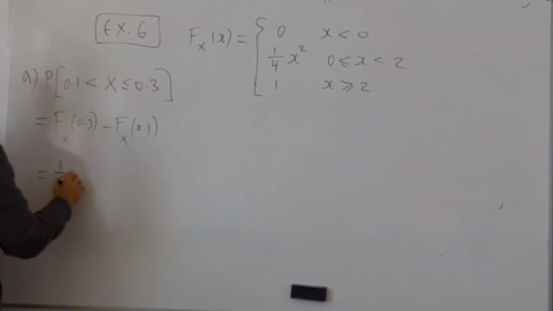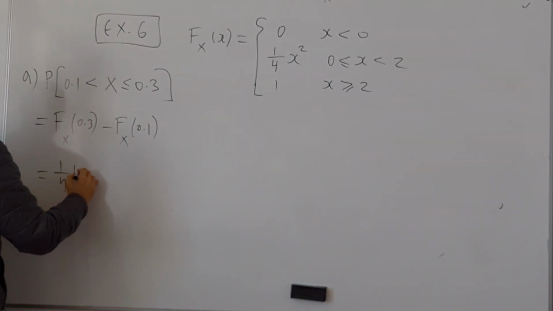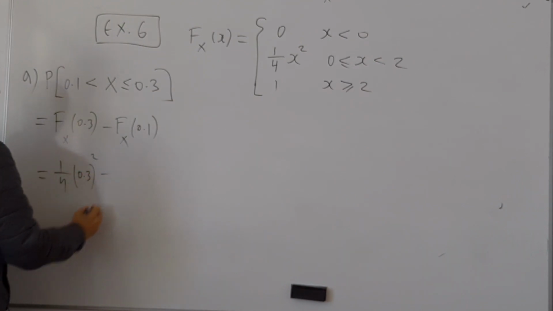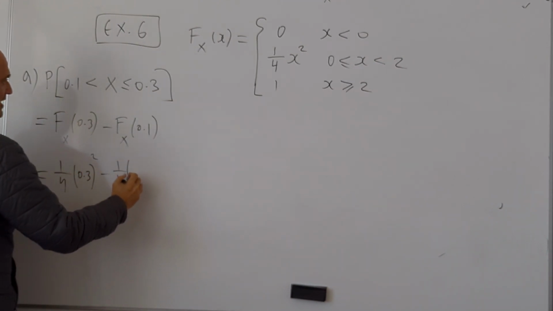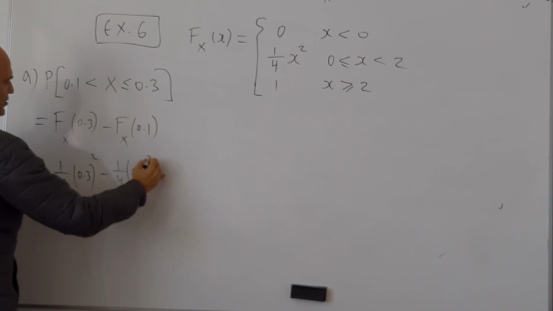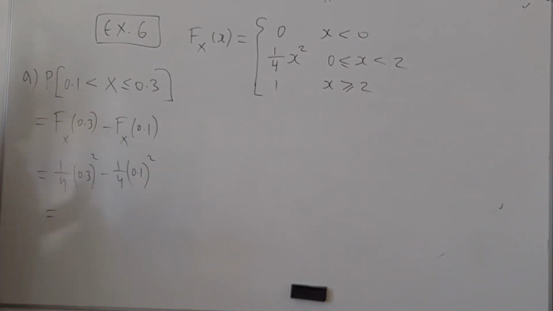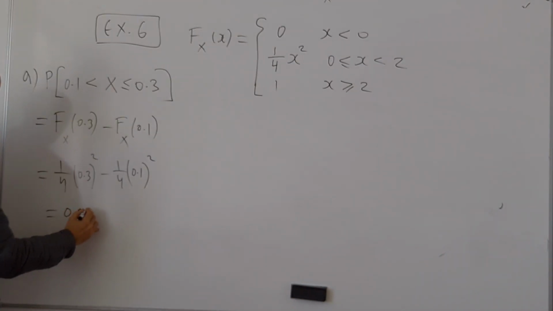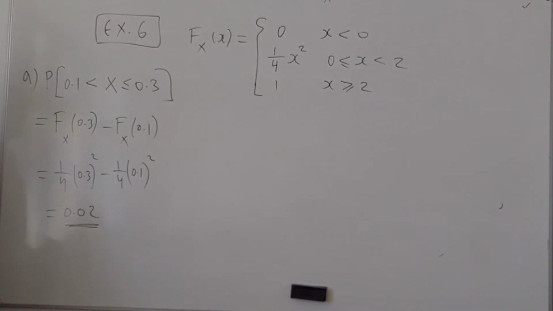So I will do 1 divided by 4 times 0.3 squared minus 1 divided by 4 times 0.1 squared, and I get a very small probability. Only, if I'm not wrong, 0.02. Okay, so this is very easy. Now you can do the same for the other interval.